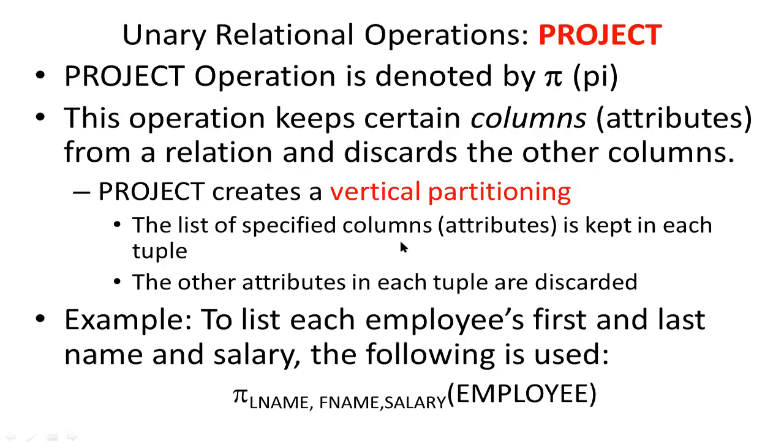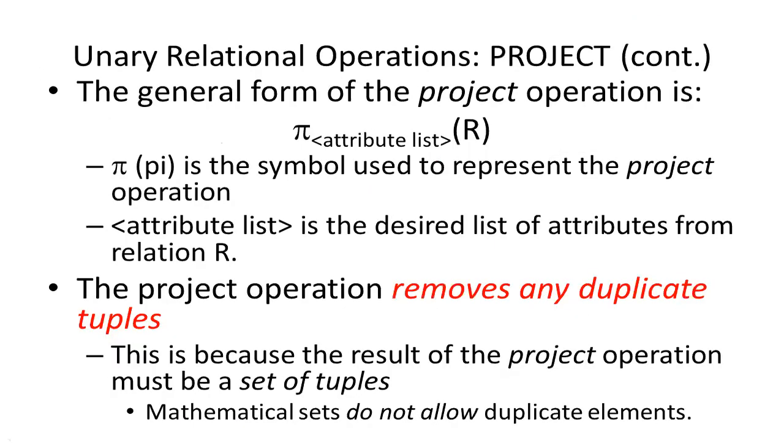The list of specified column attributes is kept in each tuple, and the other attributes in each tuple are discarded. What we discussed in the previous select applies here also. And this is the example here: pi, that is, you are projecting last name, first name, salary from the employee. That means this will work in vertical partitioning, that is, the vertical direction. The entire column or attribute will be selected here.